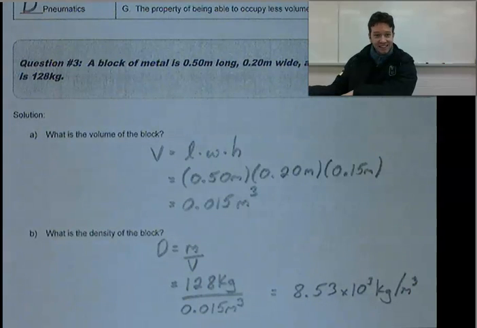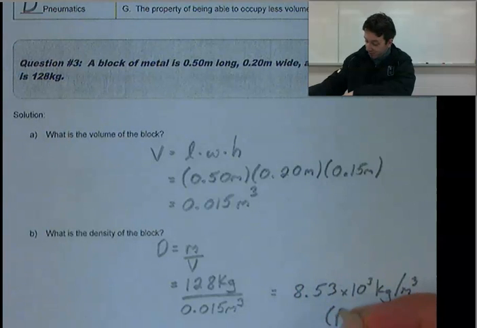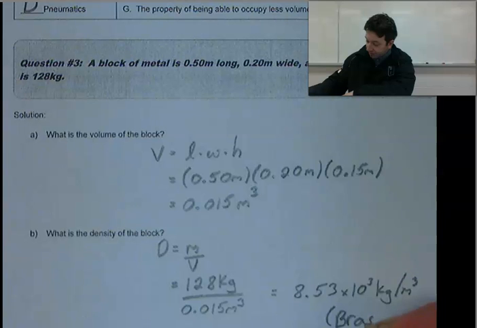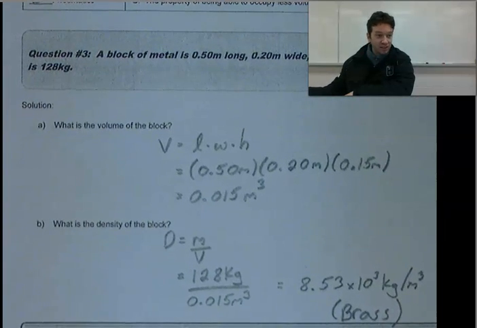Right, and density is what we say is a characteristic physical property. So it's a physical property because it doesn't change what the substance is. It's characteristic because you can use the density of something to identify what it is. So in this case, something that has a density of this is brass. So if you didn't know what that block of metal was before, you know what it is now.